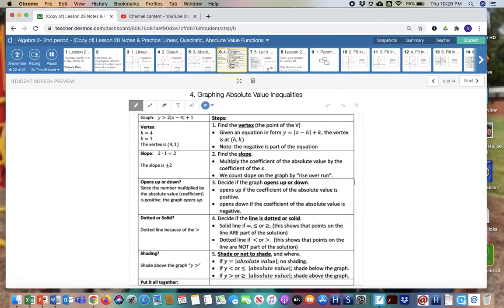All right, one last thing to look at here is how we graph an absolute value inequality. So I want to take this, y is greater than 2 times the absolute value of x minus 4, plus 1. So when we're graphing these, it's going to look like this.